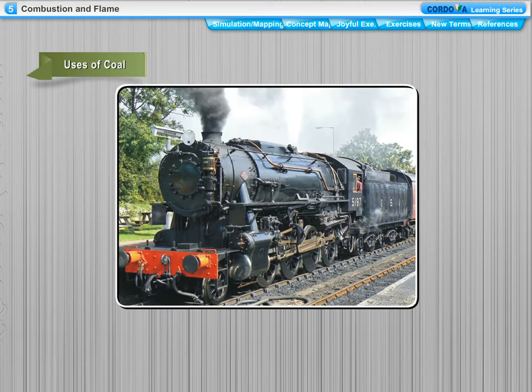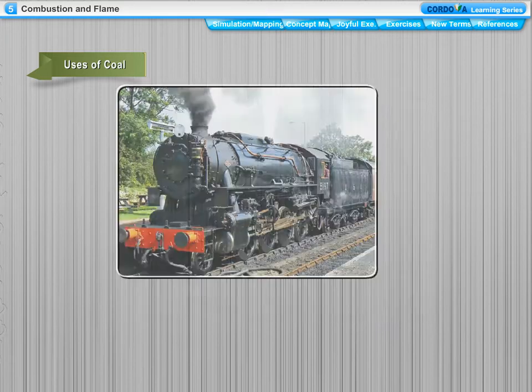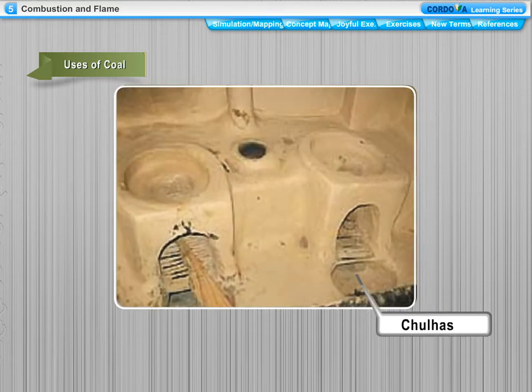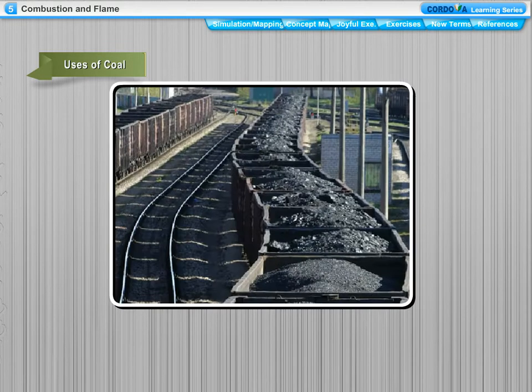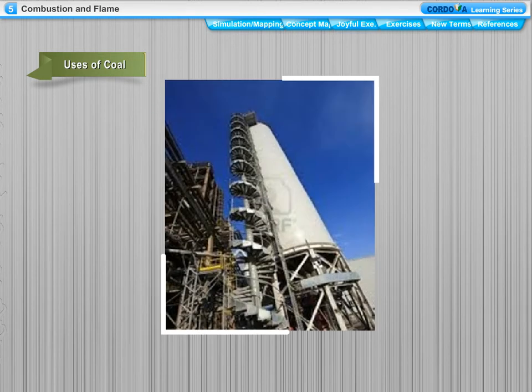Uses of coal. Coal was used in railway engines to produce steam to run the engine. Coal is also used in many houses in villages as fuel to cook food in chullas. Coal is also used in thermal power plants to produce electricity. Coal is also used in many industries to produce organic compounds.